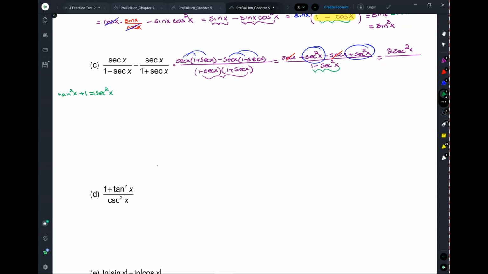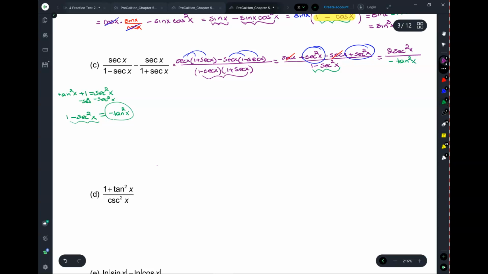Now what am I going to do to this to get 1 minus secant squared x? I need to bring secant squared x to that side. So I'm going to get 1 minus secant squared x, but then the tangent squared has to go to the other side and it becomes negative tangent squared x. So 1 minus secant squared x is negative tangent squared x. So here this is negative tangent squared x.